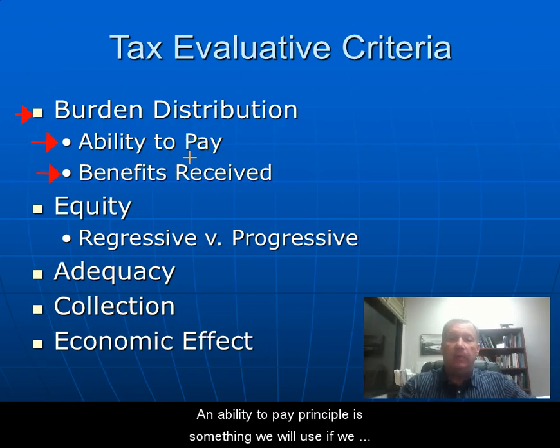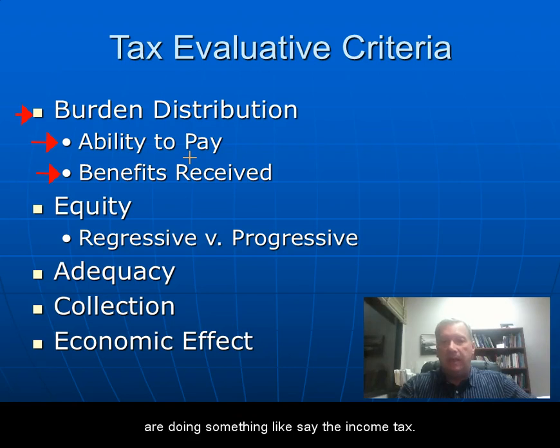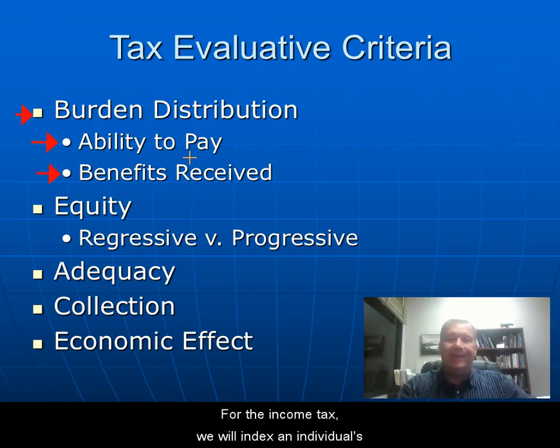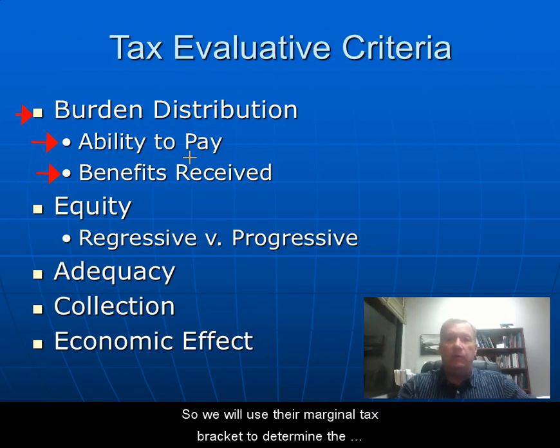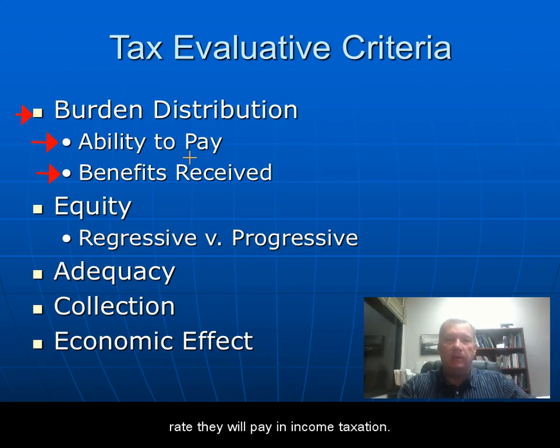An ability to pay principle is something that we will use if we're doing something such as, say, the income tax. With income tax, we will index an individual's taxation liability by their ability to pay. And so we'll use their marginal tax bracket to determine the tax rate they'll pay in income taxation.